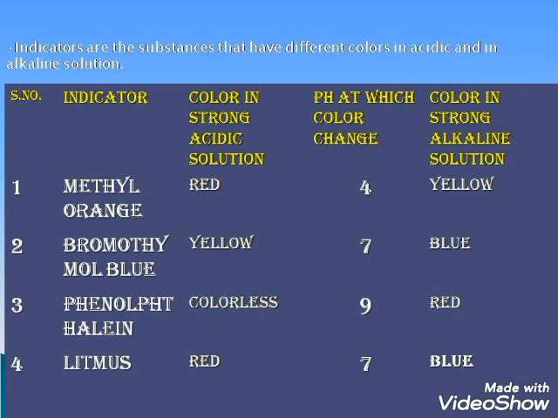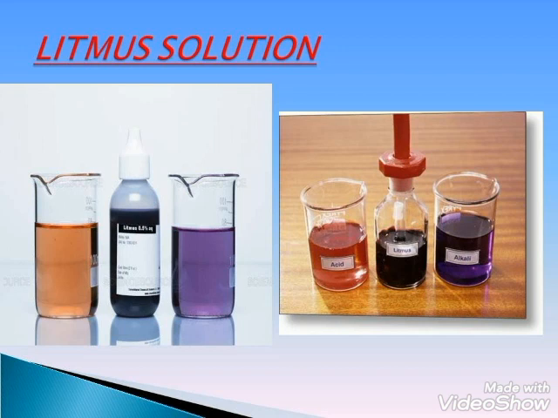Here we have a table representing various different types of indicators. Methyl orange, in acidic solution it is red, whereas in an alkaline solution it is yellow. Bromothymol blue is yellow in acidic solution, whereas it is blue in alkaline solution. Phenolphthalein is colorless in an acidic solution, red in an alkaline solution. Litmus, we all know it is red in an acidic solution and it is blue in case of an alkaline solution.